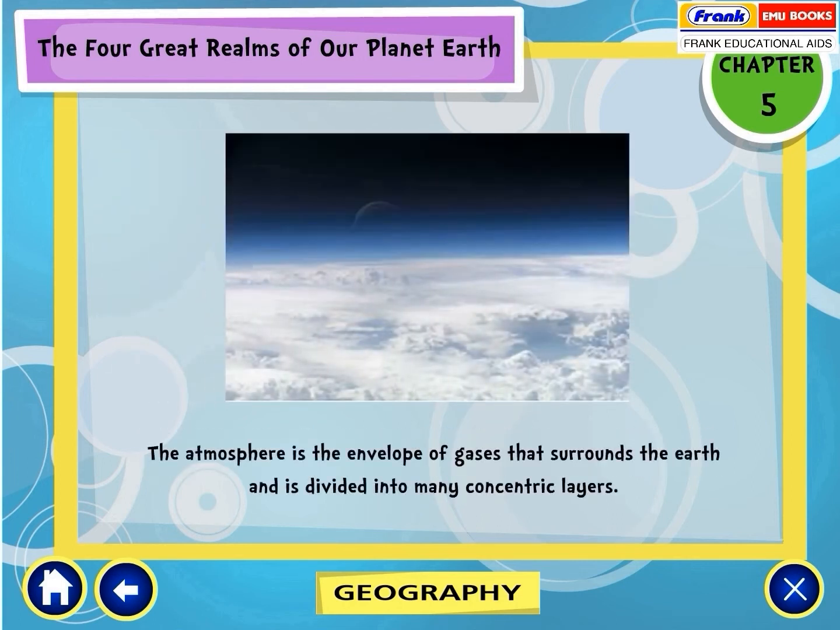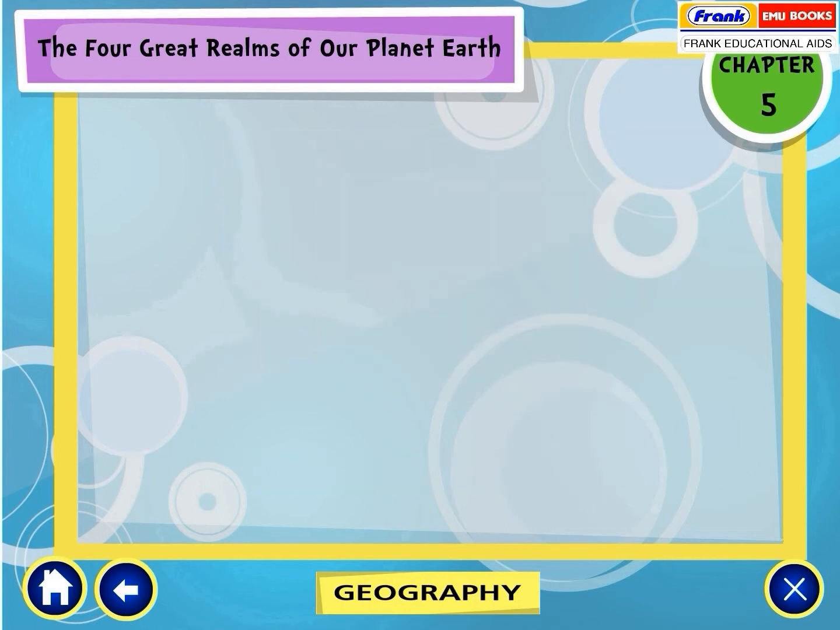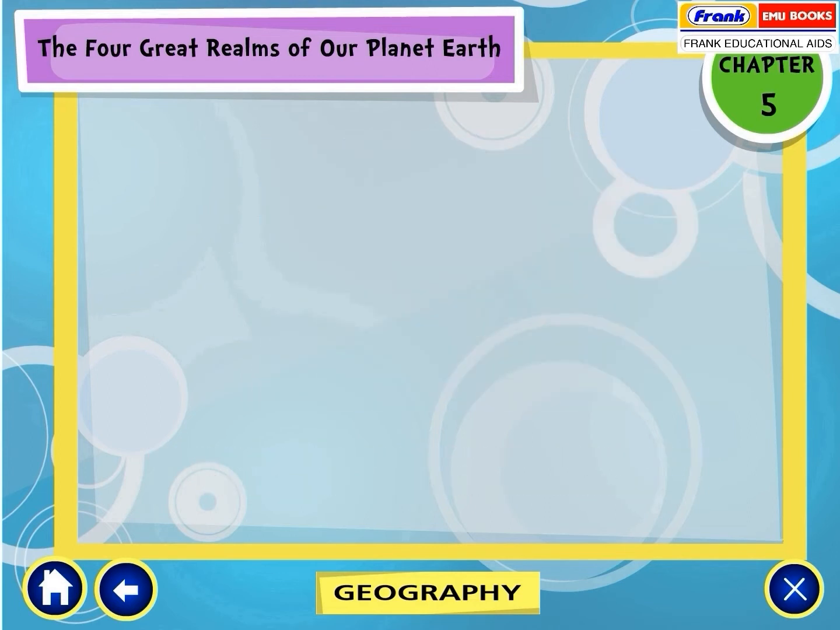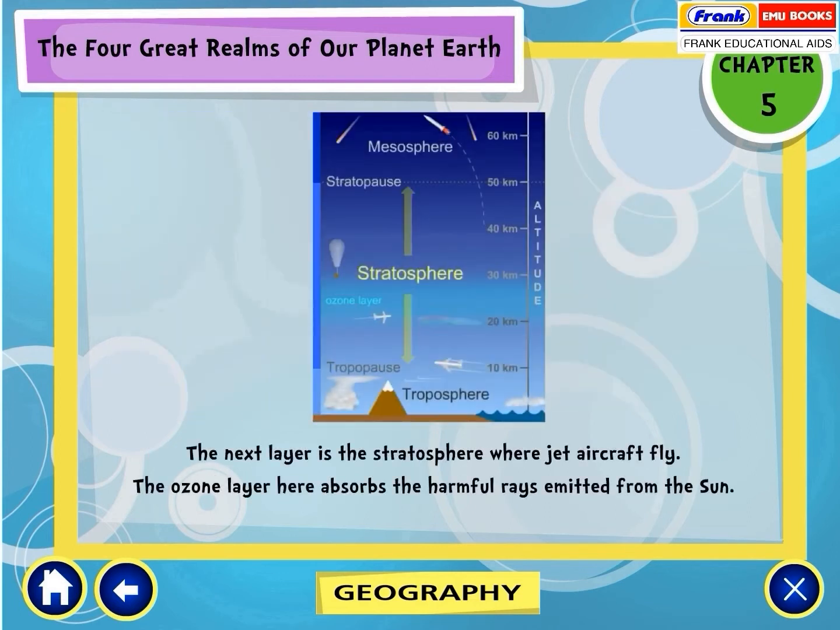The atmosphere is the envelope of gases that surrounds the Earth and is divided into many concentric layers. The troposphere is the nearest to the surface and contains half of the Earth's atmosphere. Weather occurs in this layer. The next layer is the stratosphere, where jet aircraft fly. The ozone layer here absorbs the harmful rays emitted from the sun.